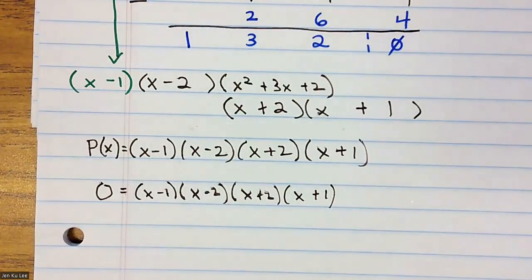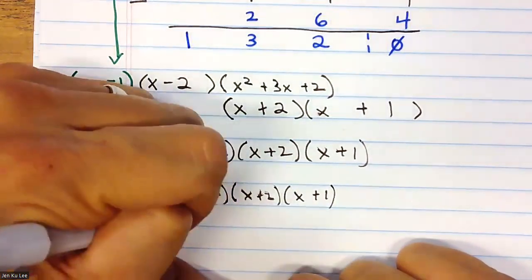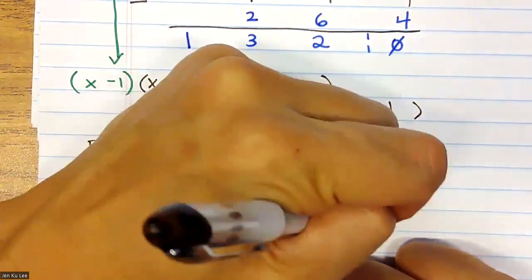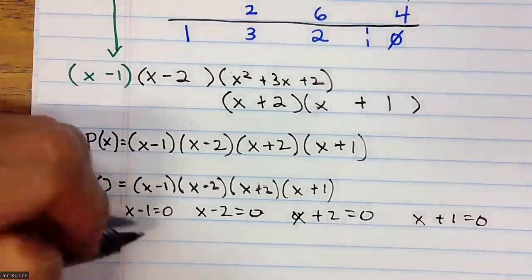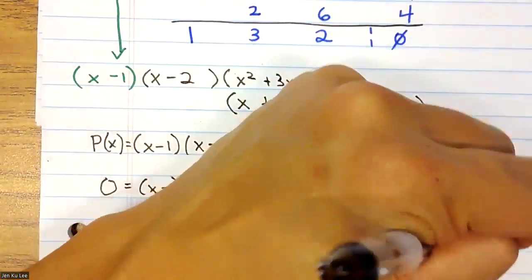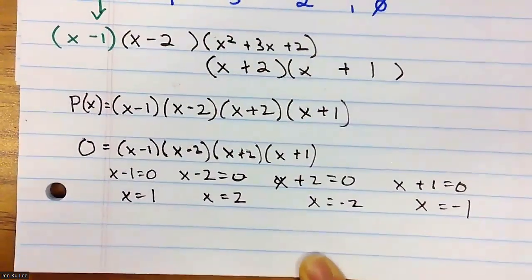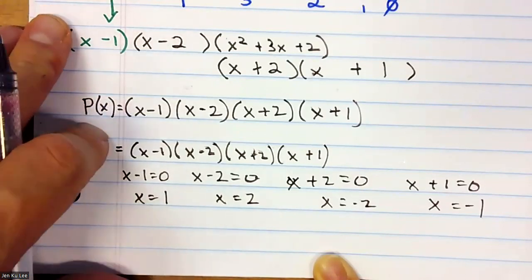Like that, right? So it's going to be 0 equals all of those factors when you multiply them. So I know x minus 1 can be 0, or x minus 2 equals 0, or x plus 2 equals 0, or x plus 1 equals 0. So that when you solve that, x equals 1, x equals 2, x equals -2, x equals -1. Those are all my zeros. Okay? And I am done with the problem.